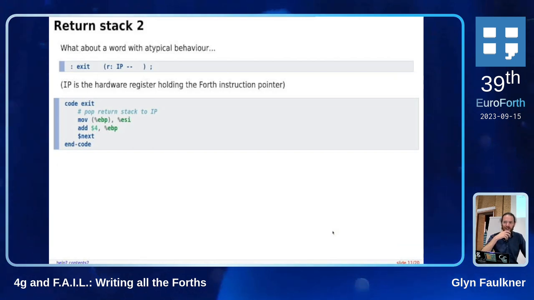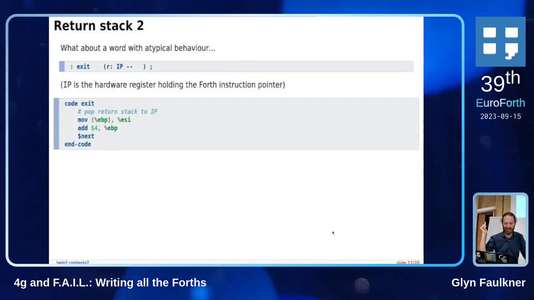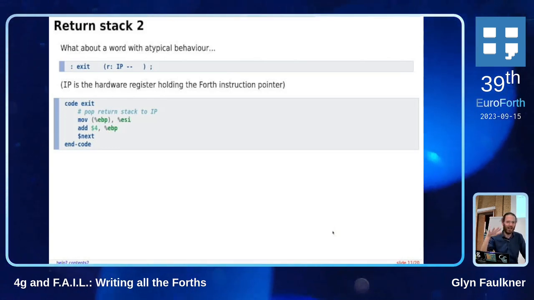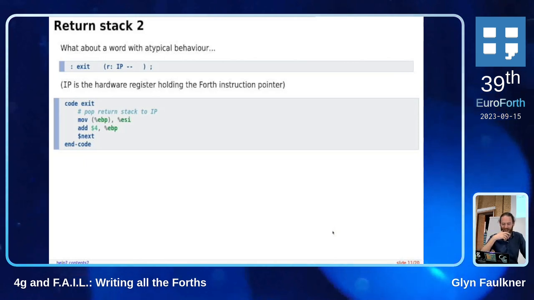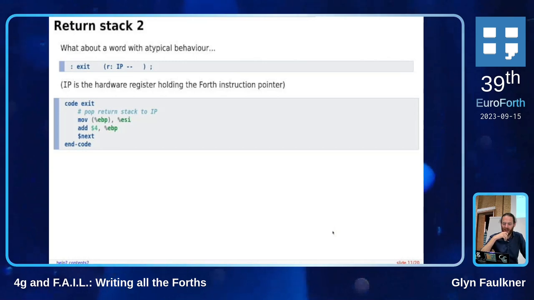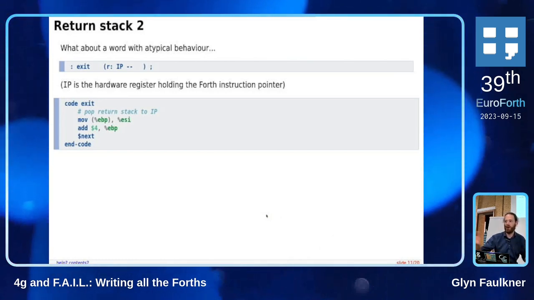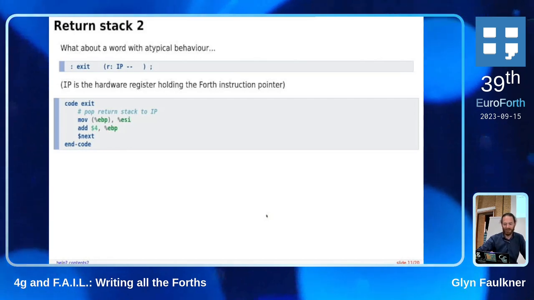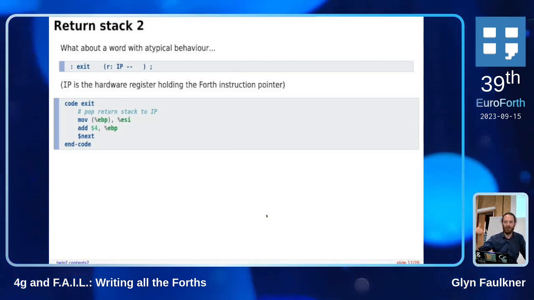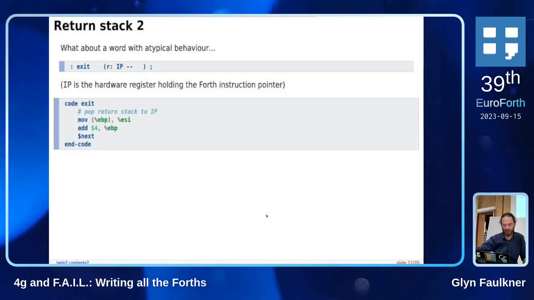And this is a slightly emergent property, but exit turned out to be a trivial definition. It's quite a non-standard FAIL word in terms of what it does. The implementation is trivial. But IP here is the name of a real register rather than an arbitrary virtual register, and the FAIL interpreter knows from its configuration which machine register IP is in, and so generates the correct code for exit.